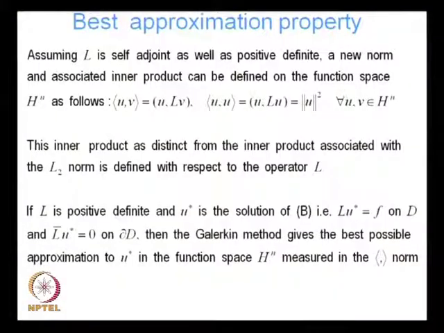So, if we have a norm defined like this and we get the solution of a problem using Galerkin's method, that solution differs from the exact solution, but the difference is minimum in that norm. If you obtain the solution by some other method, for instance by the least squares method, and you calculate the difference in this norm, that difference will be larger than the solution you obtained using Galerkin.